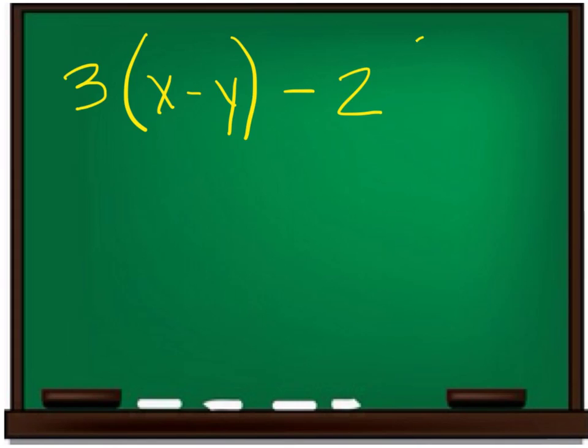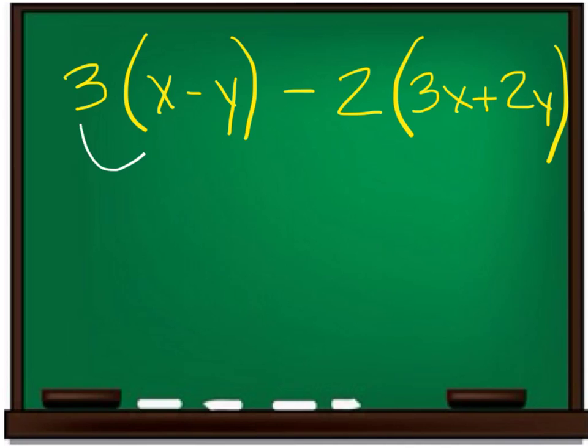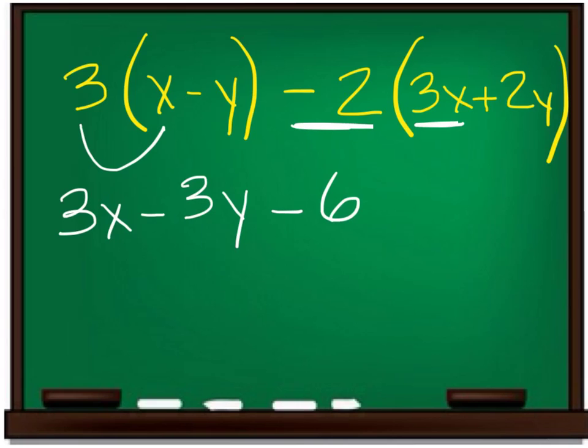Example 1. 3 times the quantity of x minus y, close quantity, and then minus 2 times the quantity of 3x plus 2y, close quantity. So on the left-hand side, you're going to have 3 times x. That's 3x. And then 3 times minus y is minus 3y. On the right hand side, negative 2 times 3x is a negative 6x. And negative 2 times 2y is minus 4y.